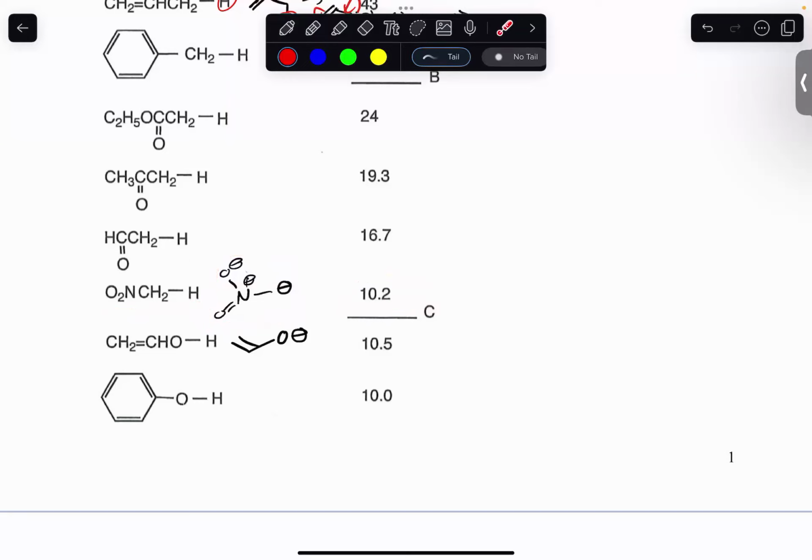The reason this would be a more stable conjugate base is because when we draw the resonance form, the other negative charge is going to be on an oxygen atom. And we know that oxygen is more electronegative than carbon, which is why this resonance structure here is more stable than that resonance structure, because the negative charge is more stable on the oxygen atom than the carbon atom, which is why this is a lower pKa.